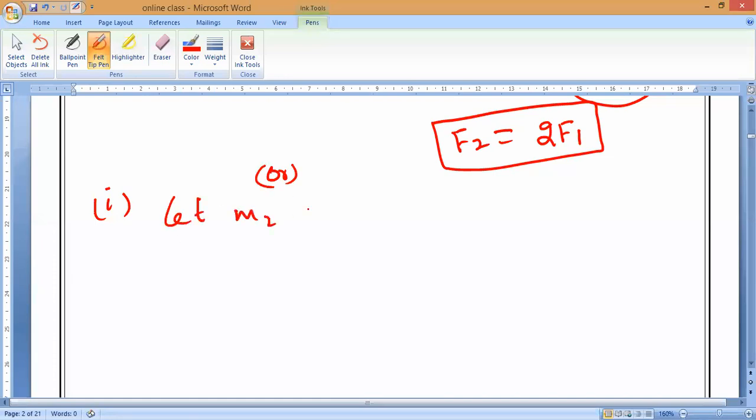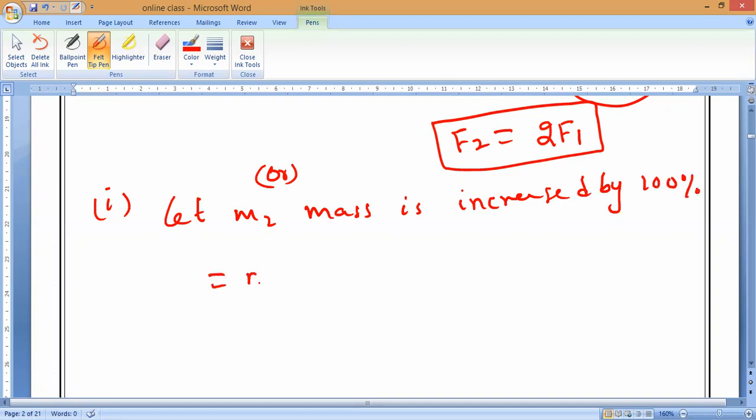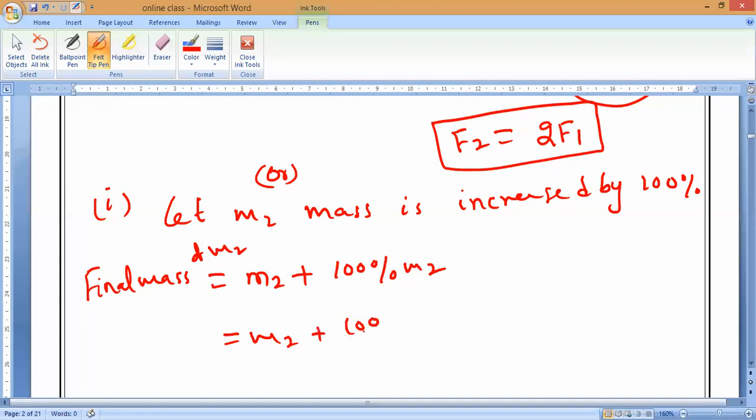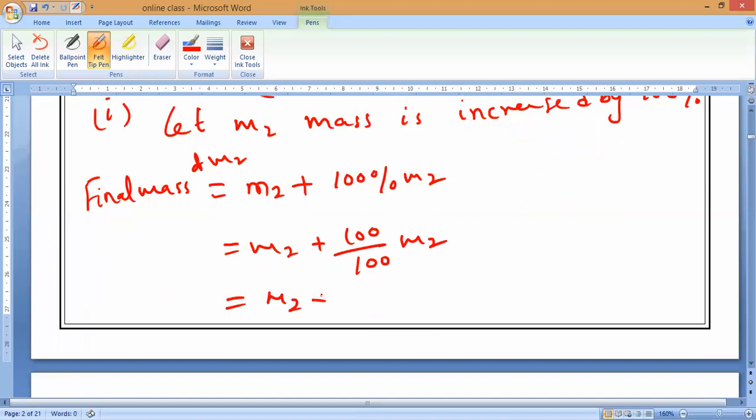Let the mass M2 be increased by how much? Increased by 100%. So what will happen? The final mass of M2 equals M2 plus 100% of M2, which equals M2 plus 100 divided by 100 into M2, which equals M2 plus M2. Which equals what, guys? 2M2. Understand? That's all.